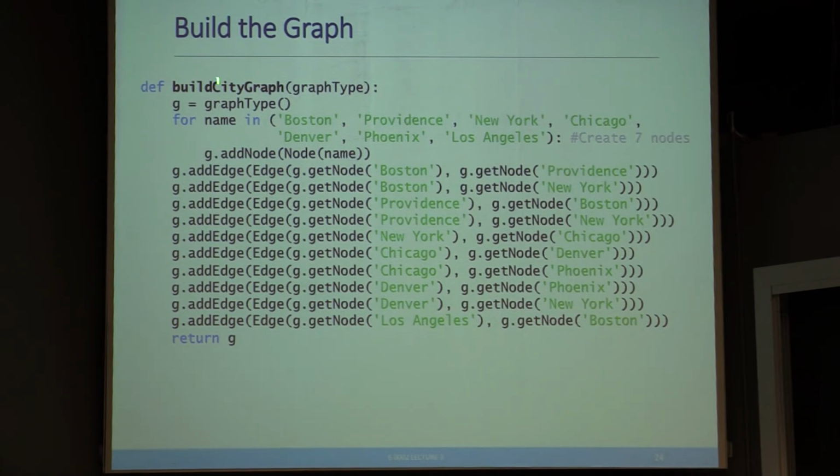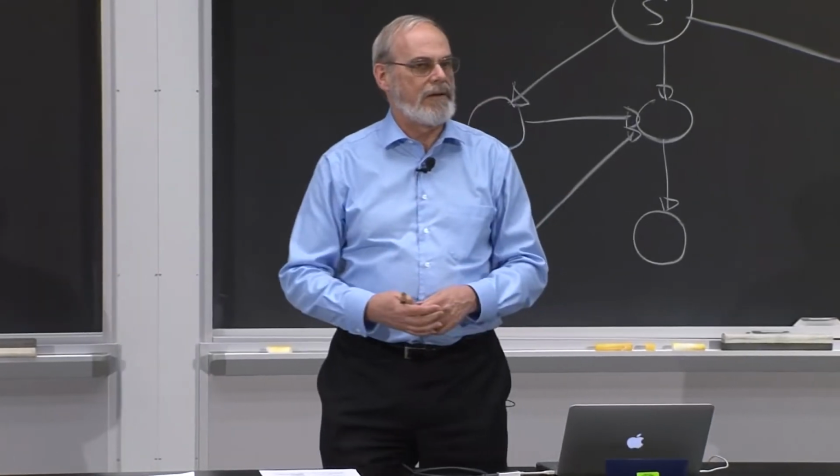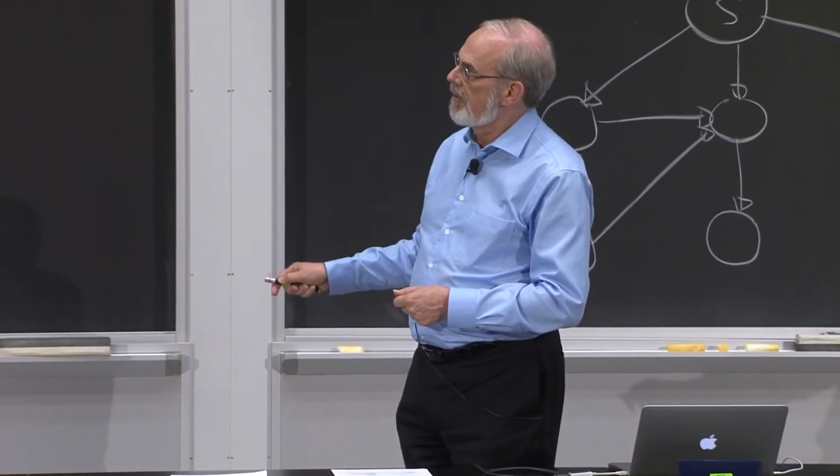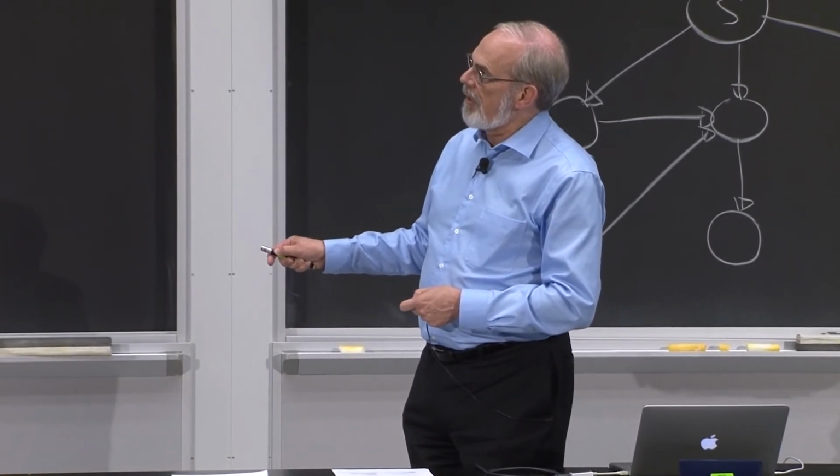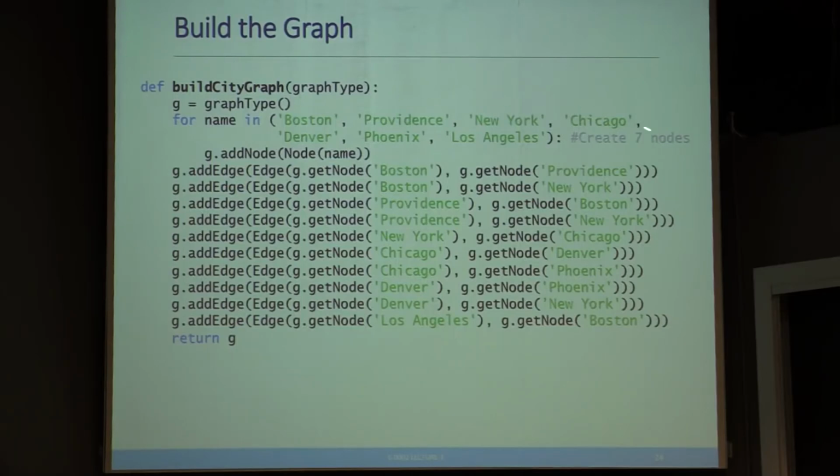I'm going to create a little function that's going to build a city graph. I'm going to pass in a type of graph, which I will then call to create it. So I could make this as a digraph. I could make it as a graph. I'm going to start off with it as a digraph. And then notice what I do here. I just run over a little loop with a set of names, creating a node with that name, and then adding it into the graph.